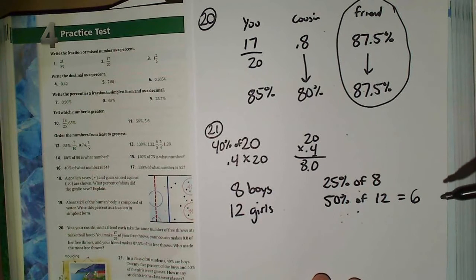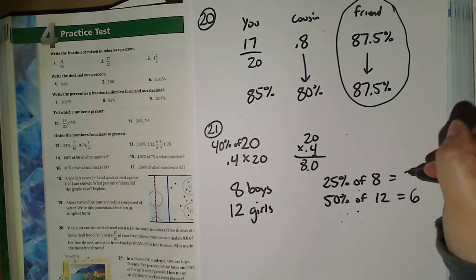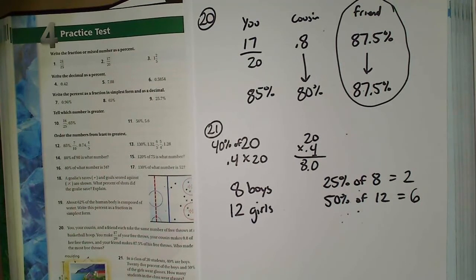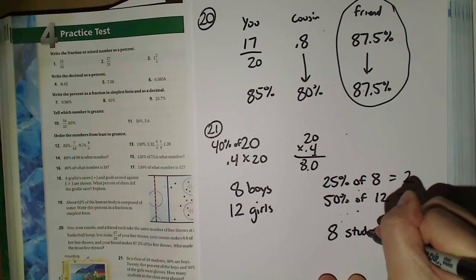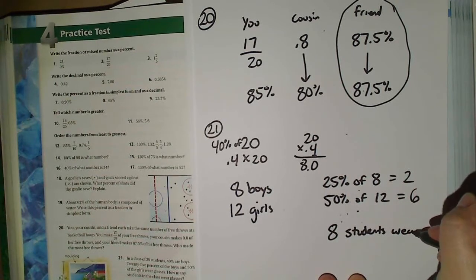Some of you might be able to do this with 8 as well. 25% of 8. If you just think about breaking 8 down into 4 parts, it would be 2. Again, we could do the math there. If you're confused on that one, I could take 25/100ths times 8 or 5/10ths times 12 and get those answers. So how many students in the class wear glasses? That would be 2 plus 6. There's 8 students that wear glasses.